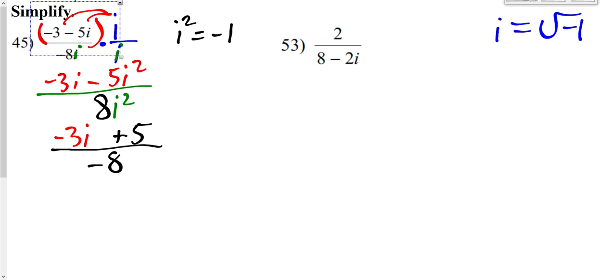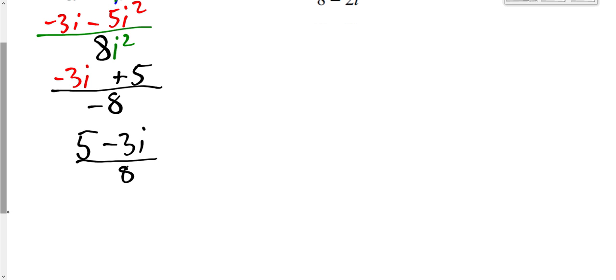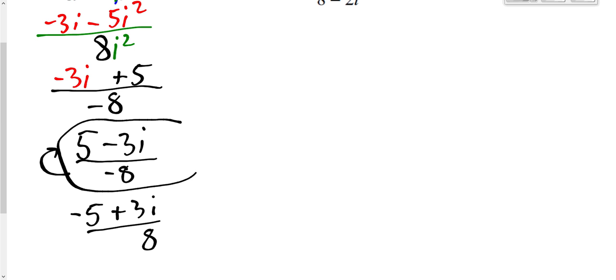So for our final answer, we're going to write 5 minus 3i over negative 8. If you wanted, you could bring that negative up to the top and distribute through, and you get negative 5 plus 3i over an 8. Either one of these answers would be acceptable. My preference would be for the bottom one, but the top one would also work.